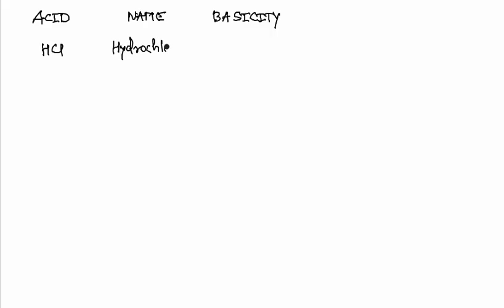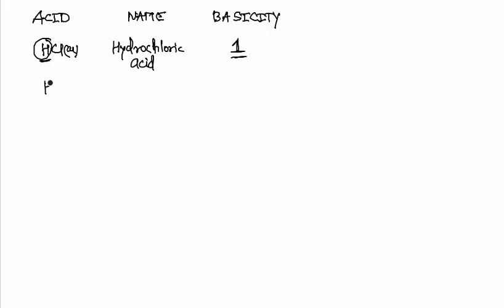These are a few important acids, their names and their basicity. One is HCl, hydrochloric acid, HCl aqueous. The basicity here is 1. Usually the number of hydrogens in a molecule equals the basicity. I will give you some examples where the number of hydrogens is not exactly equal to the basicity, but in most cases it will be equal.